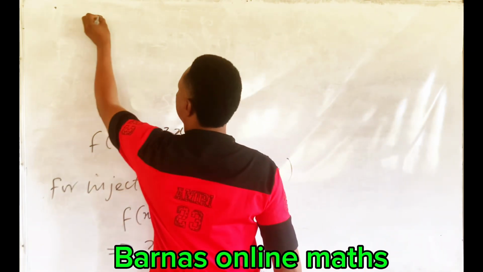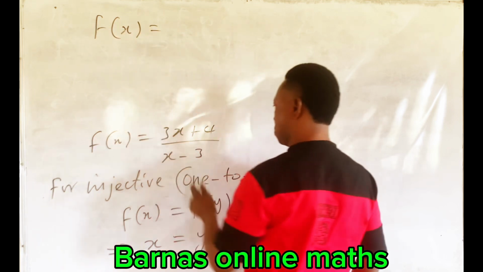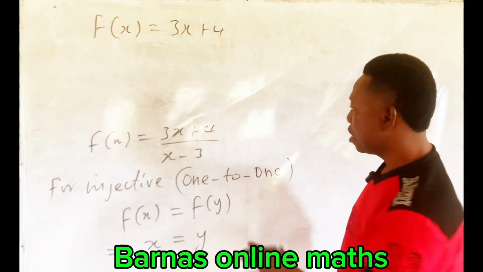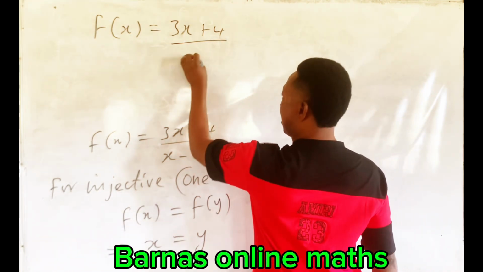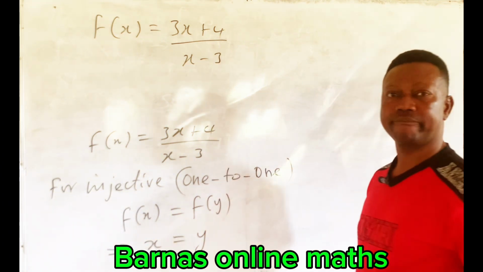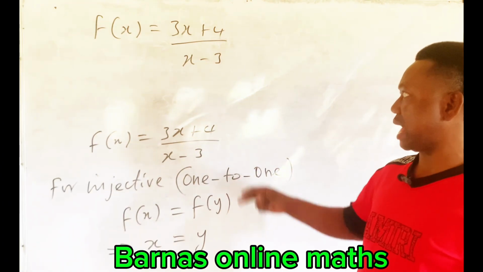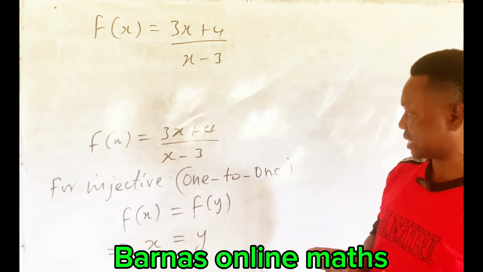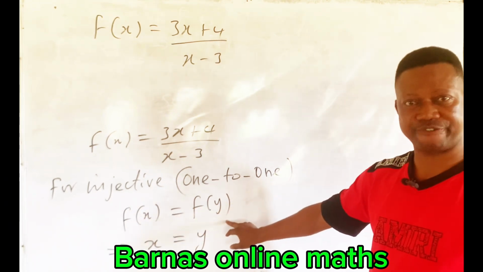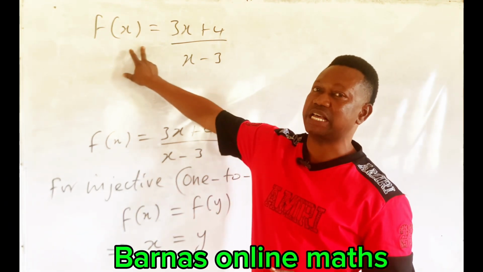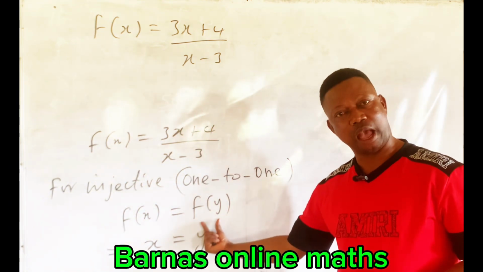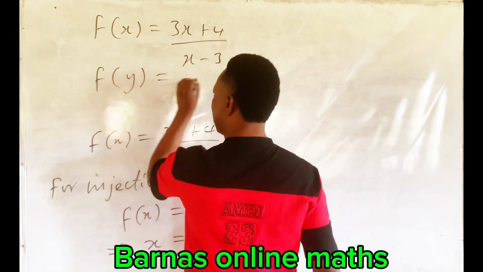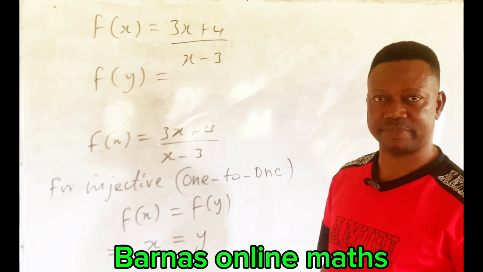Given that f of x is equal to 3x plus 4 all upon x minus 3. Now we are trying to show that f is injective, and what is the condition for injective? That f of x must be equal to f of y. And here f of x has been given. We need to find f of y. Now let's compare something.